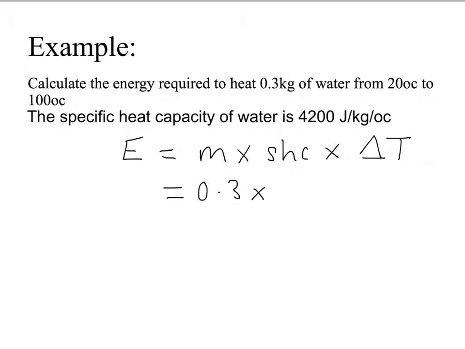We now add the value for specific heat capacity, which we're told here is 4,200. And we can now add the change in temperature. Now the temperature is rising from 20 up to 100, so the change in temperature is 80 degrees Celsius. Now is the time to get your calculator out. Make sure you have one in the exam and plug all those numbers in, and the answer you get is 100,800 joules.